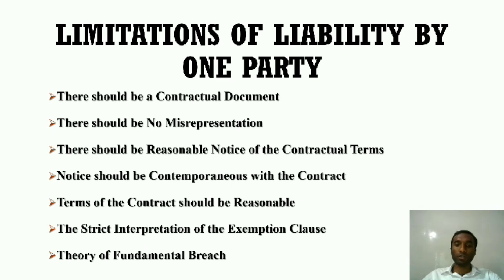And the strict interpretation of the exemption clause, it means the court makes a strict construction of the contract to give protection to the weaker party in cases where the parties to the contract do not have equal bargaining power or one party is likely to take undue advantage at the cost of the other, so that the other party may get unjust enrichment against a weaker party.